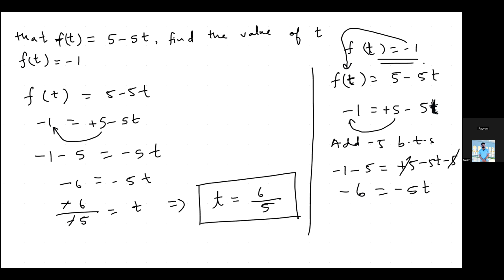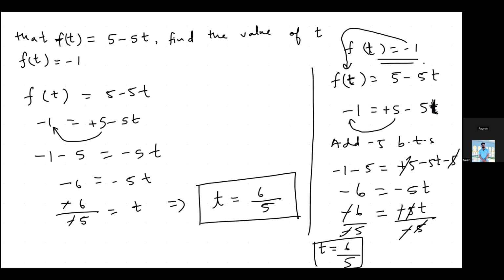Now if you want to eliminate t, it is in multiplication, so you need to divide both sides by minus 5, here also and here also. When you divide, the minus sign cuts down here and the minus sign cuts down there. You are just left with t as 6 over 5.